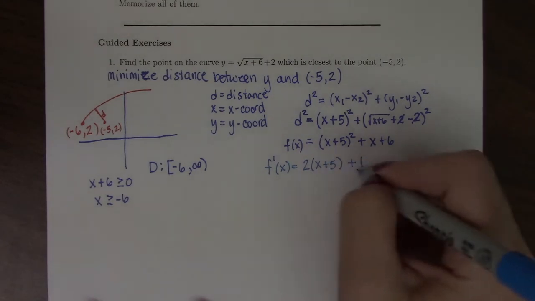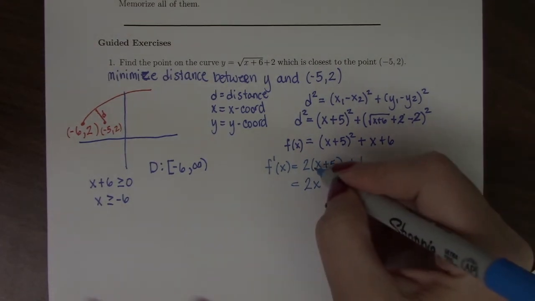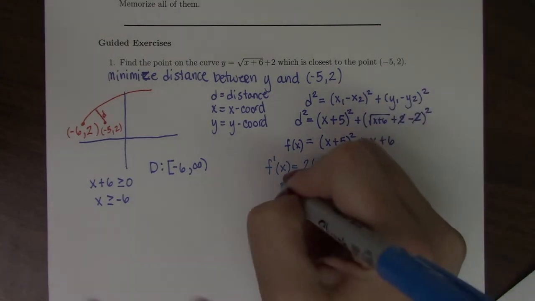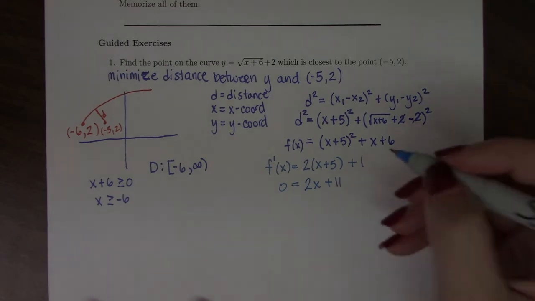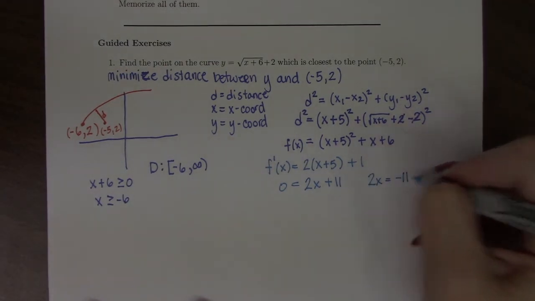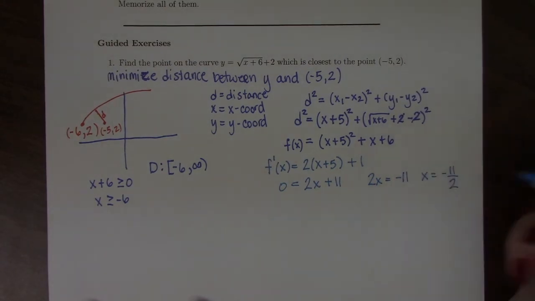I'm going to clean this up before I set this equal to 0, so I get 2x, 2 times 5 is 10, and then plus 1 gives me 11. So this is what I want to set equal to 0. Now I get that 2x equals -11, and x equals -11 over 2.